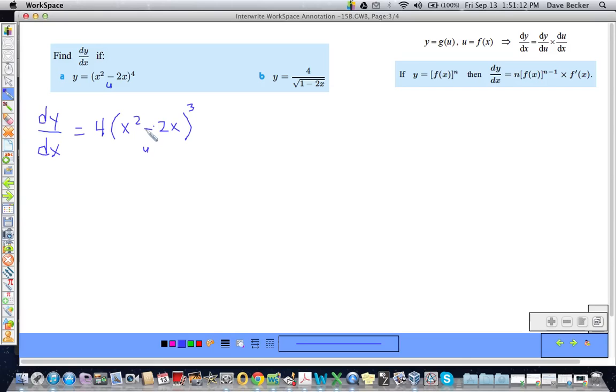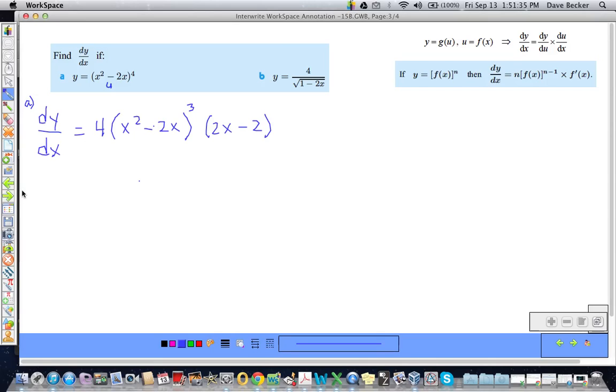Well, u is equal to this. So now I'm going to take the derivative of the inside, and look, it's multiplication times that. What's the derivative of x squared minus 2x? Well, it is 2x minus 2. And you're done. This was A.